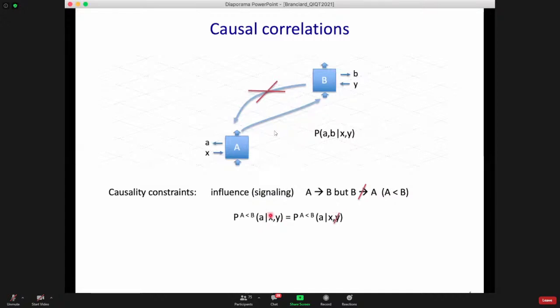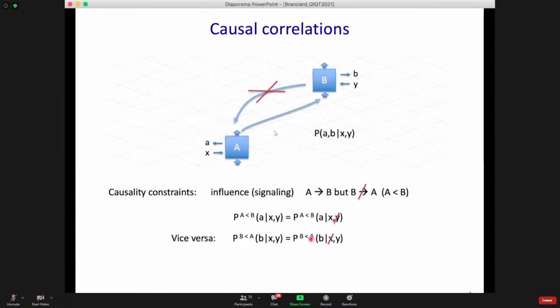The way this translates in equations onto this probability distribution is that if I'm only looking at what's happening on Alice's side, so I'm looking at the marginal probability distribution of Alice, I forget about what's happening on Bob's side, so I sum over his outputs. Well, what's happening at Alice shouldn't depend on what's going on in the future in Bob's laboratory. So this probability of observing A shouldn't depend on Y, Bob's input. So we have this constraint that correlations with a fixed causal order from A to B have to satisfy.